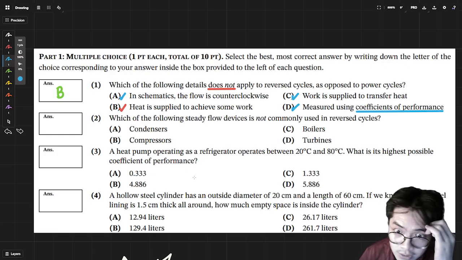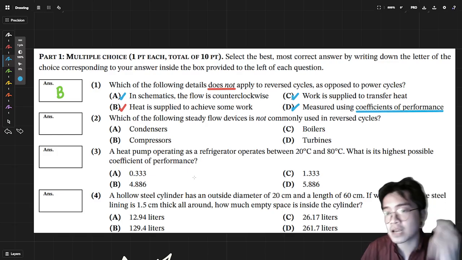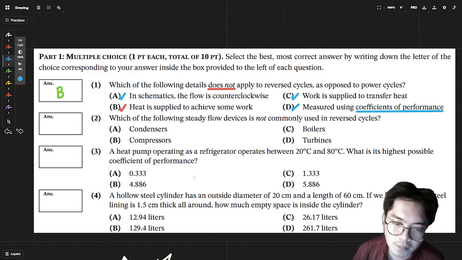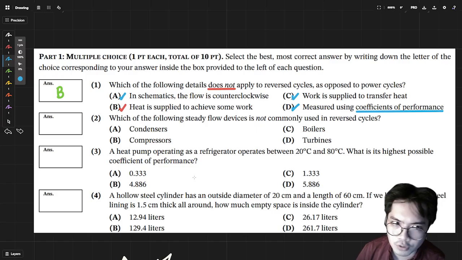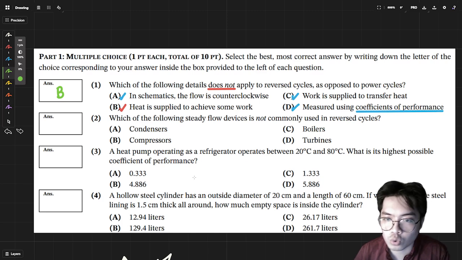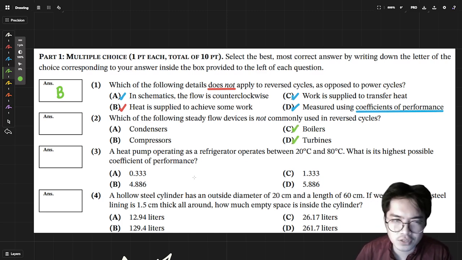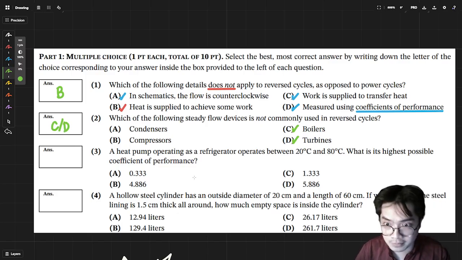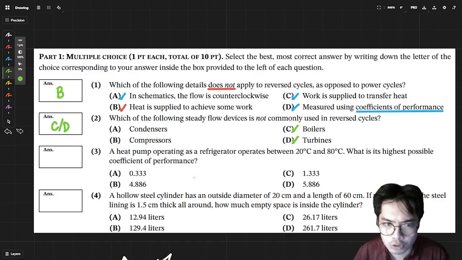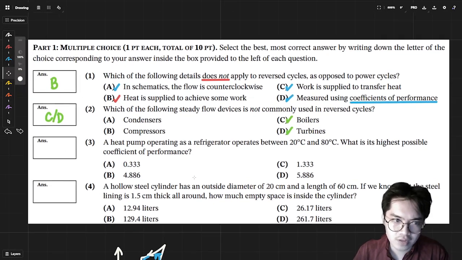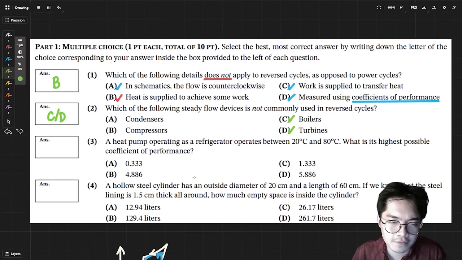You don't use boilers. But also, there is another kind of refrigeration system, if you guys spotted that, which is the steam jet refrigeration system. And the thing is, how do you make steam? Well, you use a boiler. And honestly, I will accept these two as answers. You won't necessarily see boilers or turbines in the common types of reversed cycles, because these two are most usually seen in a lot of reversed cycles. So I will accept either of those answers.